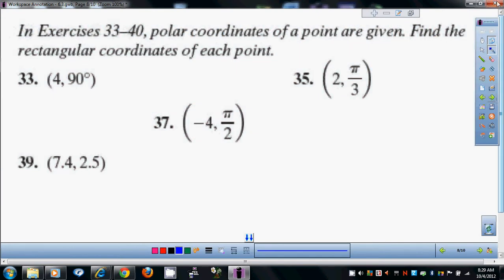Polar coordinates are given. Convert them to rectangular. They're literally this simple. Shall we head up? The x is going to be 4 cosine 90. And the y is going to be 4 sine 90. One hint. Do you think we need to be in degree or radian mode? Degree mode. On number 37, what do you think we'll need to be in? Radian. You're going to have to bounce back and forth. Somebody punch it in. Let me know what you get.